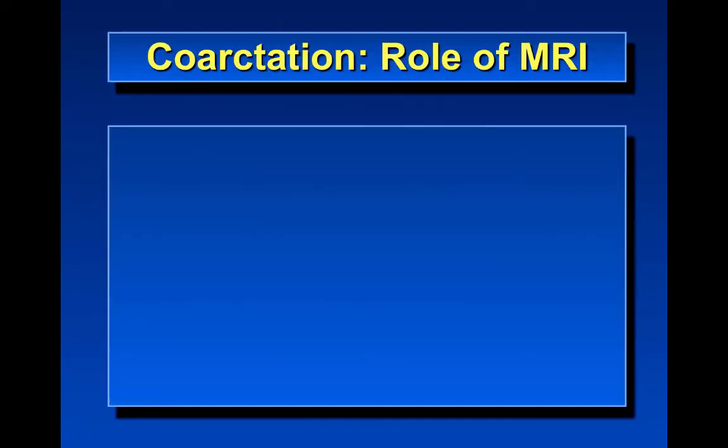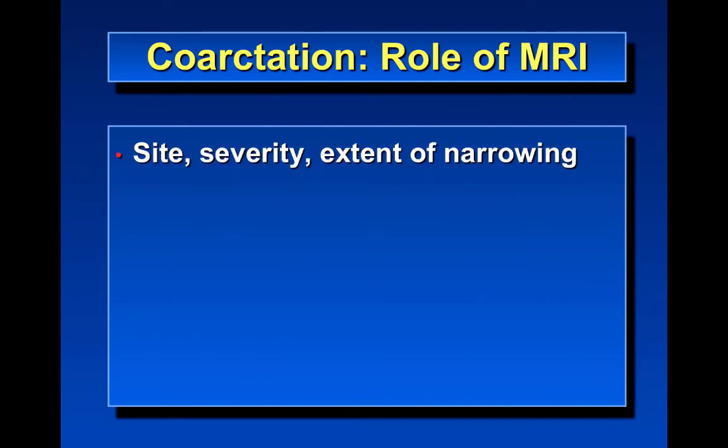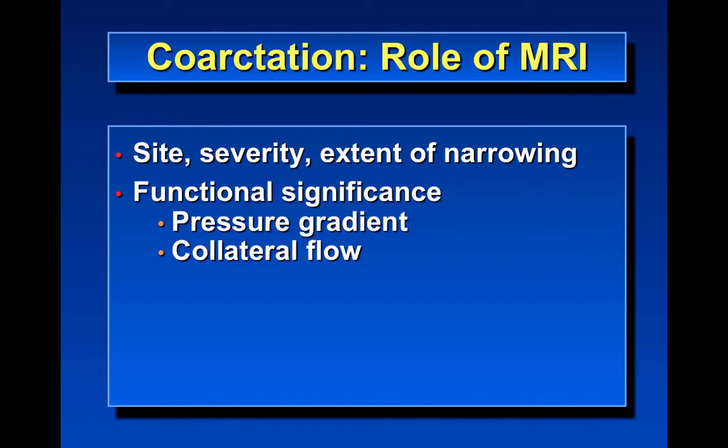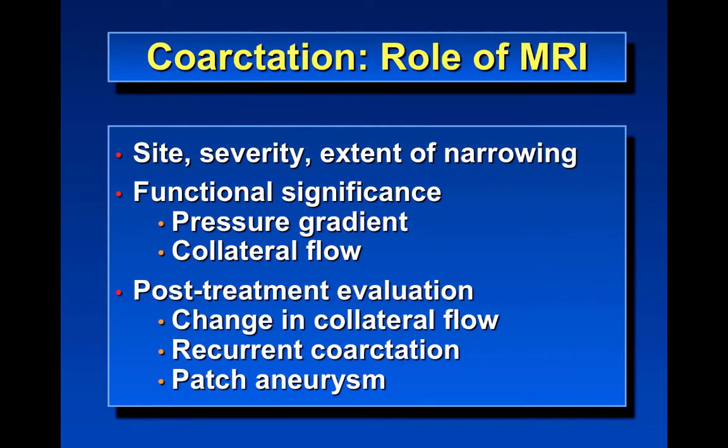Let's move on now and talk about coarctation of the aorta. The role of MR is to assess the site, severity and extent of narrowing. We can also evaluate functional significance using velocity-encoded cine MR, the phase contrast technique, to measure pressure gradients and collateral flow. In the post-operative or post-treatment setting, we can measure change in collateral blood flow. We can identify recurrent coarctation as well as patch aneurysm.